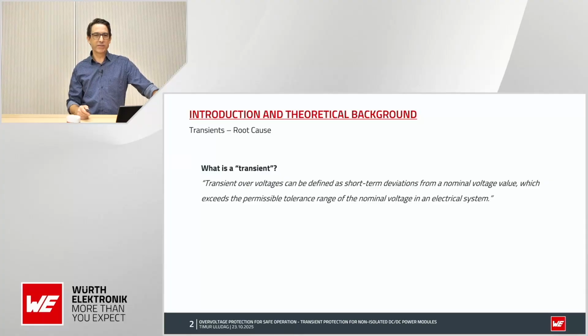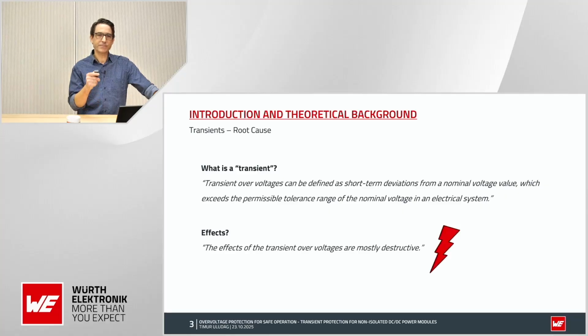What we see here is somehow an attempt at an explanation, a little bit more technical. Transient overvoltages can be defined as a short-term deviation, meaning a variation, from a nominal voltage value, which exceeds the permissible tolerance range of the nominal voltage in the electrical system. Means if I have 24 volts and the voltage goes up more than 24 volts, then if there is a defined range for the 24 volts and I exceed this range limit, then we call it a transient.